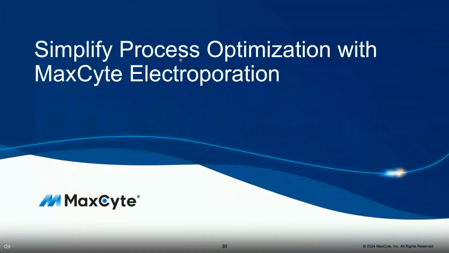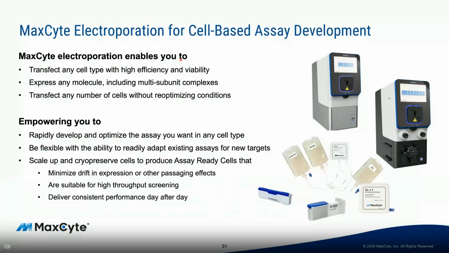So how to simplify the process of optimization with MaxCyte electroporation? You can use MaxCyte electroporation for cell-based assay development because you can transfect any cell and any molecule with a range of cells up to 20 billion cells. You can develop and optimize the assay in any cell type you need to, and readily adapt to existing assays for new targets.